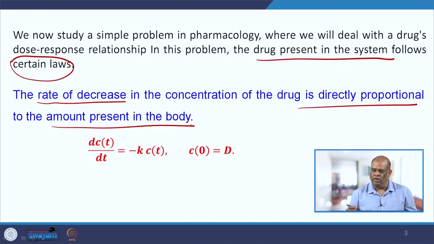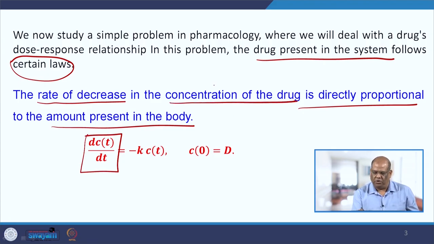It can be, say, proportional to the square of the amount present in the body, and so on. In this particular problem, we take the rate of decrease to be directly proportional to the amount present in the body. So the rate of decrease is d/dt of C(t), where C(t) is the concentration of the drug. It is proportional to the amount present, which is again C(t), and k is the proportionality constant. Since it is decreasing, we have a negative sign.